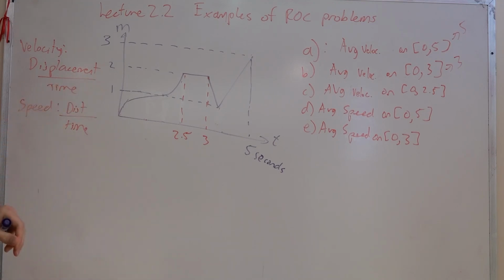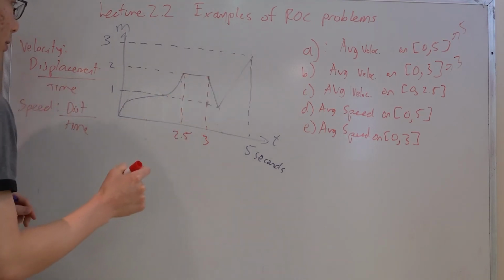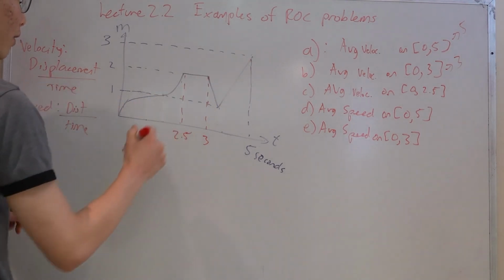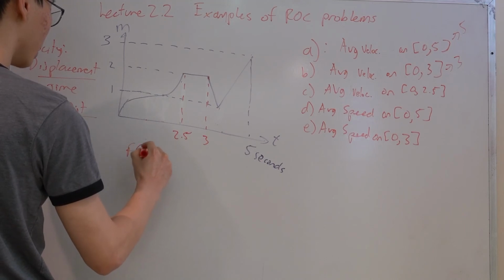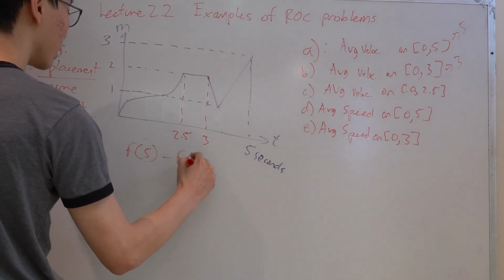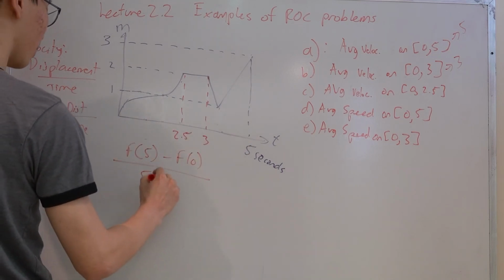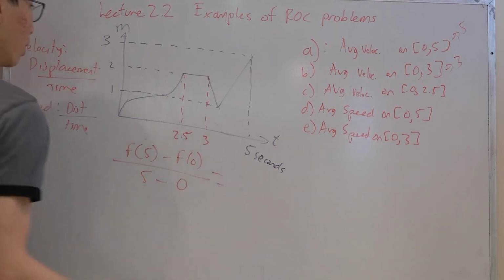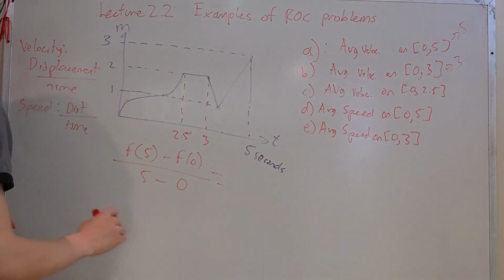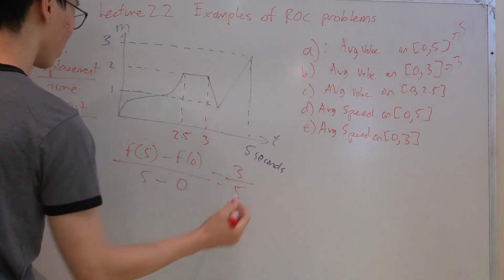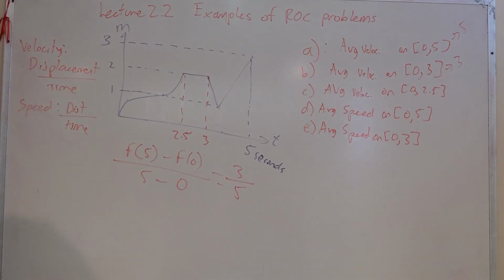So average velocity, what we're going to do is we are going to take the initial position and final position, right, at 0 and at 5. So we're going to take the final position, so f of 5 minus f of 0 divided by the time minus that, so 5 minus 0. And this is equal to 3 minus 0 is 3 over 5. And that's it. That's the answer to the first one, so the part A.